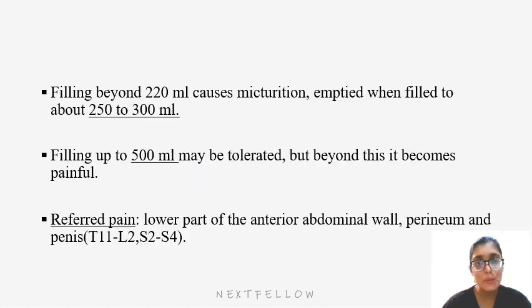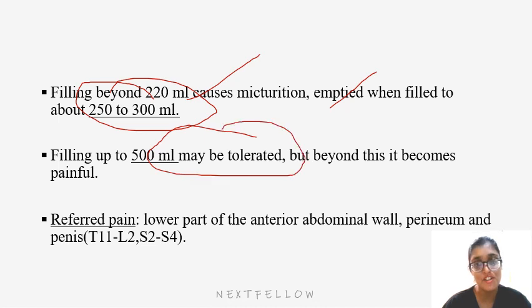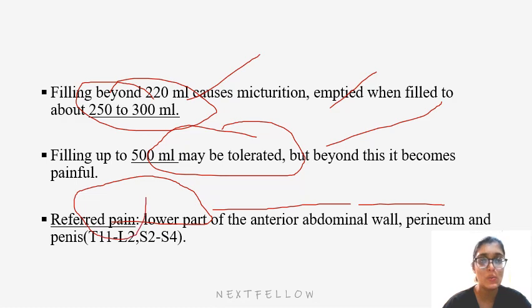Filling beyond 220 ml causes the urge for micturition. It is emptied when filled to about 250 to 300 ml. Filling up to 500 ml may be tolerated by a patient, but beyond this it is very painful. Referred pain: pain is referred to the lower part of the abdominal wall, perineum and penis. The nerve supply being T11 to L2 and S2 to S4.